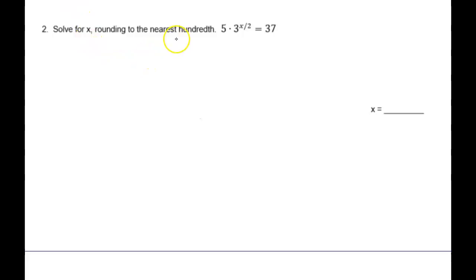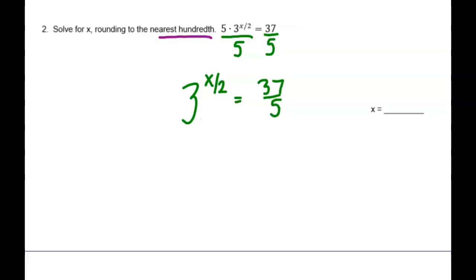All right, this one says you're going to get a decimal to the nearest hundredth, most likely. But what do we do first? Do not multiply 5 times 3. Divide the 5 over here. So we have 3 to the x over 2 equals 37 over 5. I'm too lazy to even figure out what that is. And if it rounds, you don't want to round it anyway. Now my unknown is in the exponent.